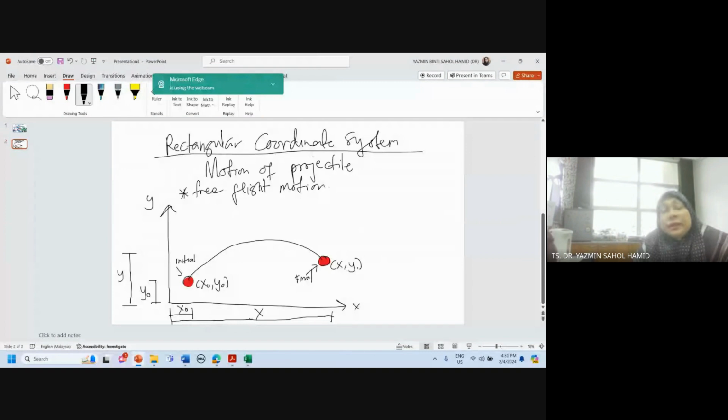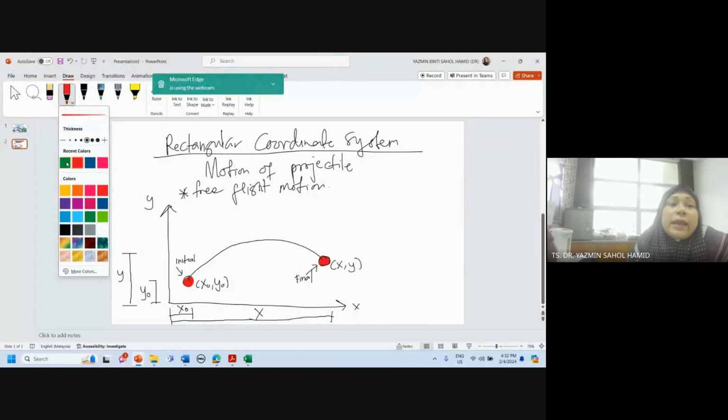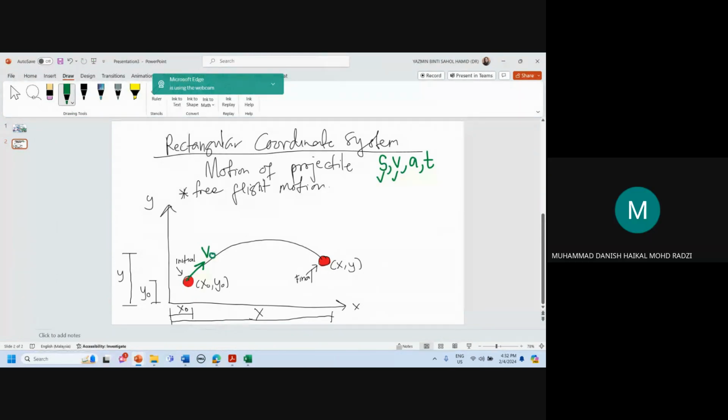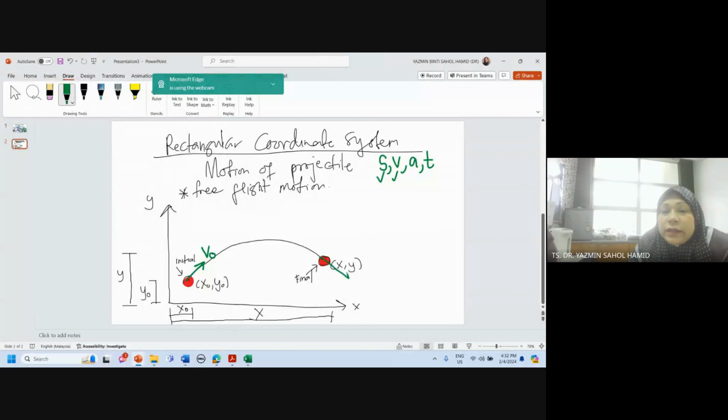Okay, the next thing, because this is the topic of kinematics, where, as I mentioned, it deals with the geometric aspect, which is position, velocity, acceleration, and time. It means position is done. Next is velocity. So what is the velocity for the first red dot? We call it V or V naught? V naught. And the final velocity, we call it? V.